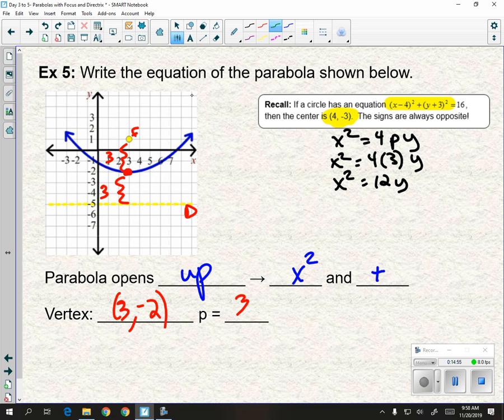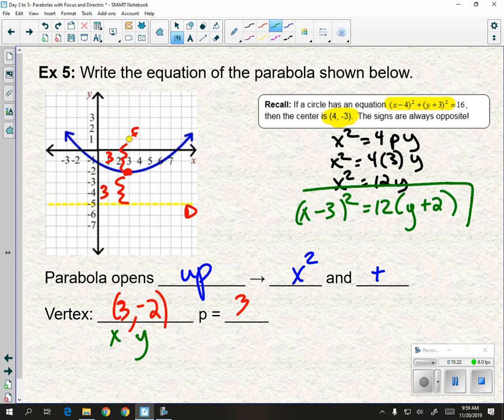So right now, my x value is 3. As I go into the equation, inside the parentheses, I take the opposite. So if I have a positive 3, I have an x minus 3 in my equation. For the y value, I have a negative 2. But as I go inside parentheses into my equation, I do the opposite, y plus 2. And you're done.